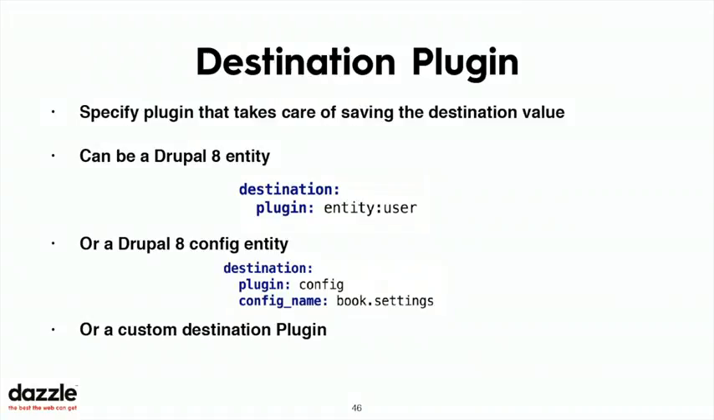And then finally, we also have destination plugins available. As the name suggests, these types of plugins specify where the data will be saved in Drupal 8 or how the data will be saved in Drupal 8. A few of those are readily available. You can just save to a Drupal 8 entity destination, content entity, or a config entity, or you can create your custom destination if you're storing your data in a different way in Drupal 8, which is probably not recommended.